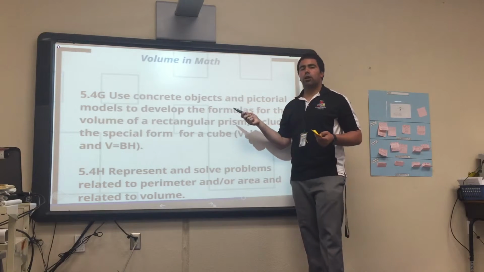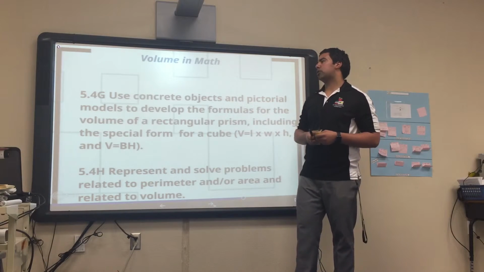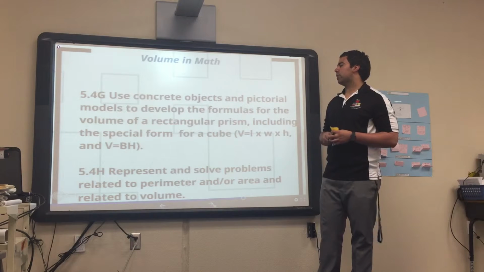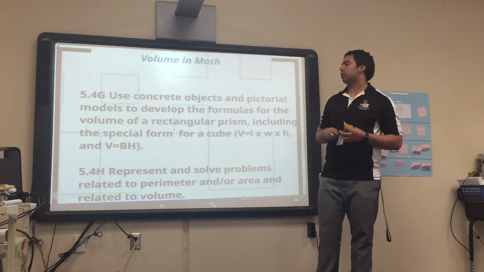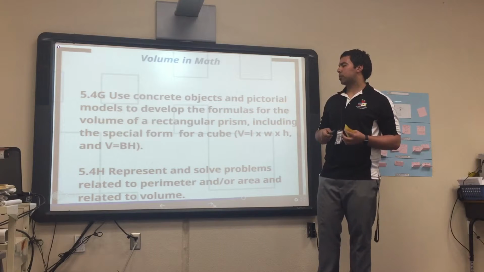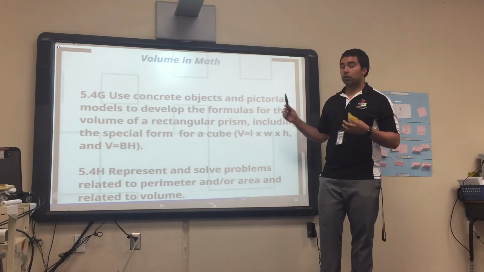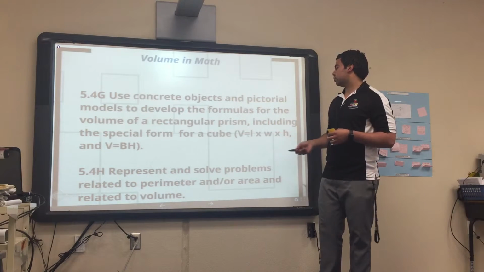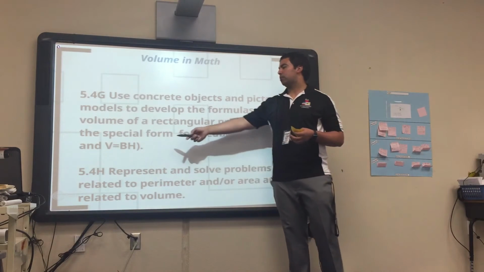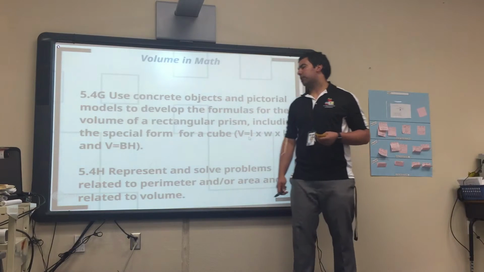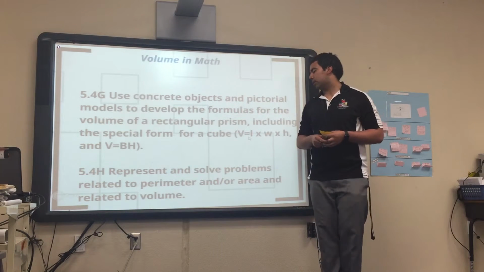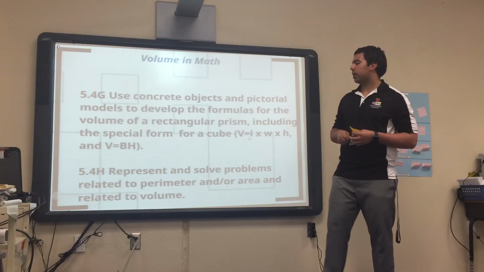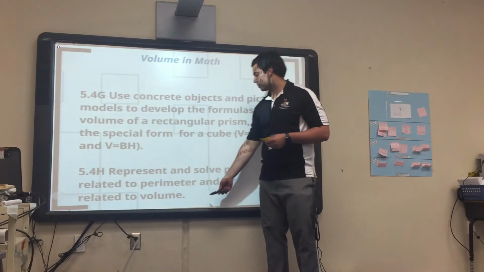Okay, the TEK that you use here would be 5.4G, which says use concrete objects and pictorial models to develop the formulas for the volume of a rectangular prism, including the special form for a cube. Formula for a cube, which is volume equals length times width times height, and volume equals base times height. The other TEK is 5.4H, represent and solve problems related to perimeter and/or area and related to volume.